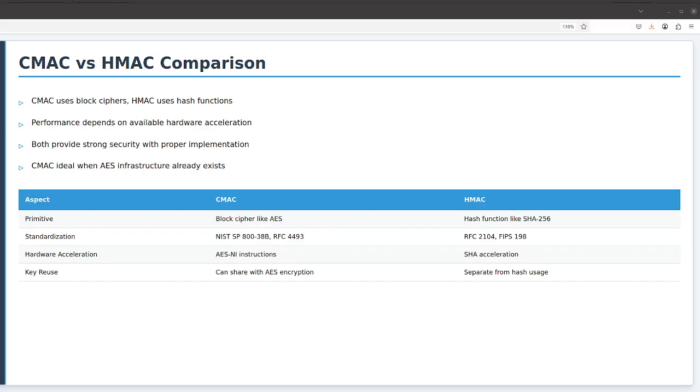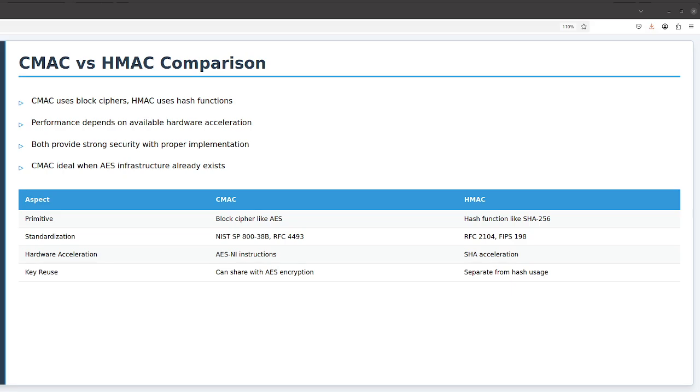From a performance perspective, the advantage can go either way depending on your hardware. If you have AES hardware acceleration, which is common in modern processors, CMAC can be extremely fast. Intel and ARM processors include AES-NI instructions that make AES operations very efficient. On the other hand, if you are using SHA-256 with hardware acceleration, HMAC might be faster. The key takeaway is that both can be highly performant with appropriate hardware support.